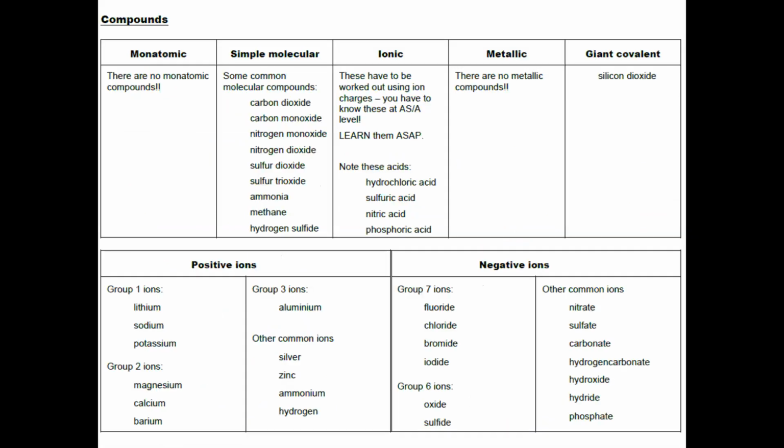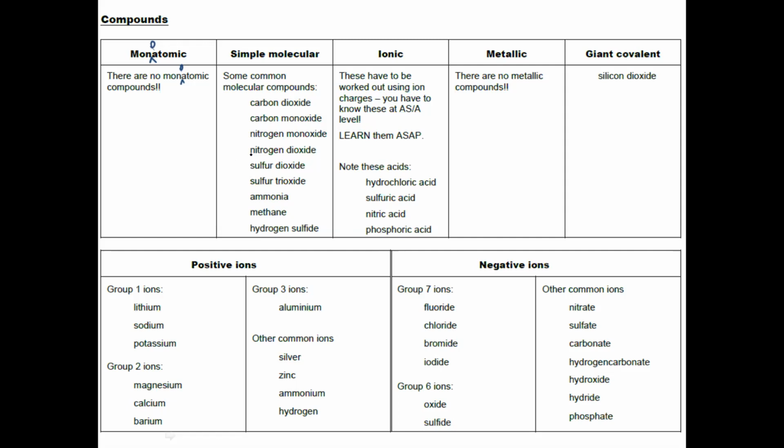Okay, so what about compounds? There are no monoatomic compounds, right? Because monoatomic should really be mono. Monoatomic compounds would have to be made out of one atom, but for a compound, you need to have at least two different types of atoms that are joined together chemically, right? So two different types of atoms cannot be one atom.